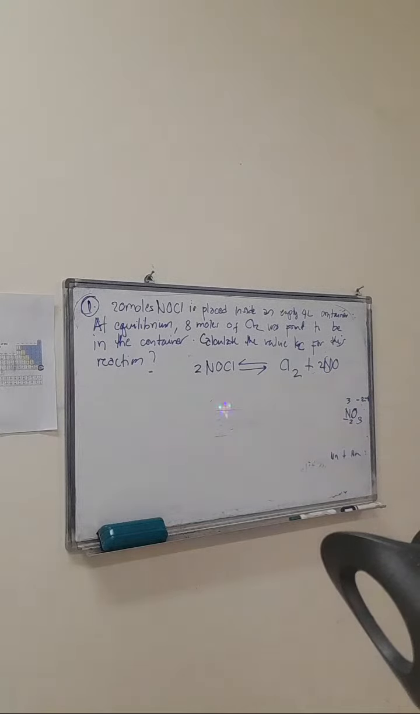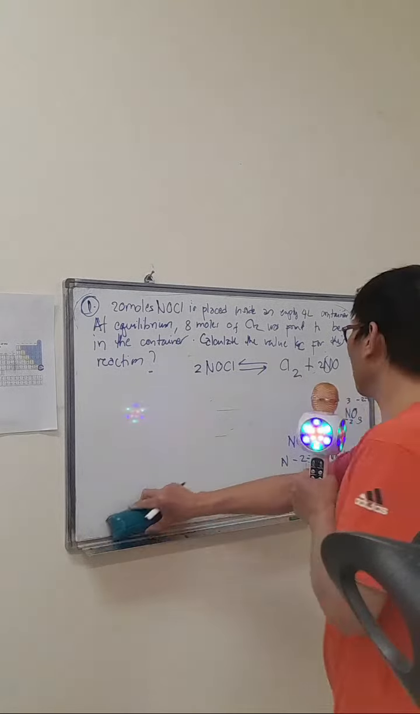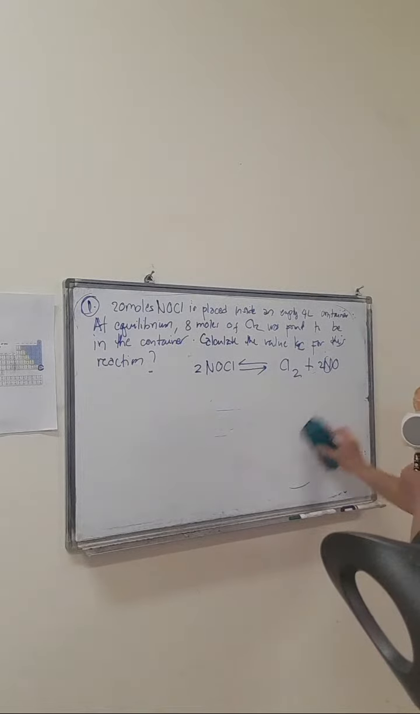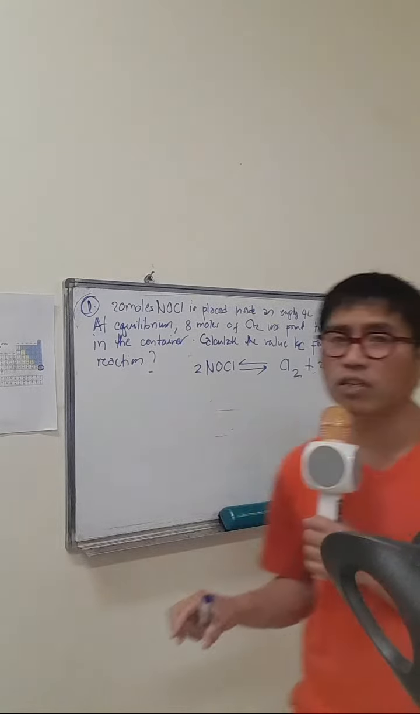Okay, to prove this, NO is equal to 0. Nitrogen plus negative 2 is equal to 0, and then nitrogen is equal to 2. So the oxidation state of nitrogen is 2. That's why it is nitrous. Both the oxidation state and oxidation number. To prove that is to get the oxidation state and oxidation number.